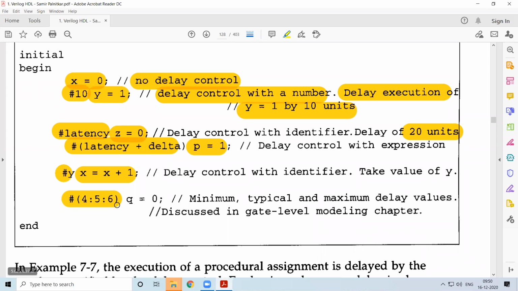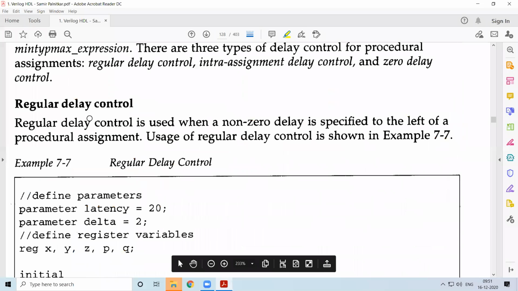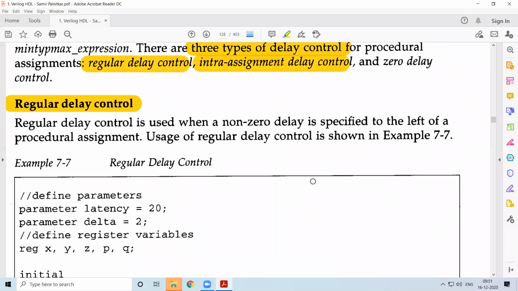You can have only one value, or you can have more than one value. Remember, if you put hash and in brackets you put 4, it is identified that this is the delay which will be applied for rise time, fall time, and the turn off time. This is from the previous discussion what we had. So this is a min, typical, max expression. This is the minimum value, this is the maximum value, and this is the typical value, and Q will be assigned based on these values. So these are your regular delay controls.